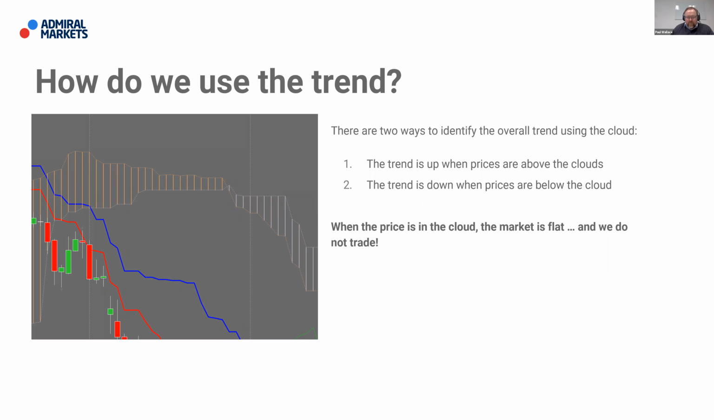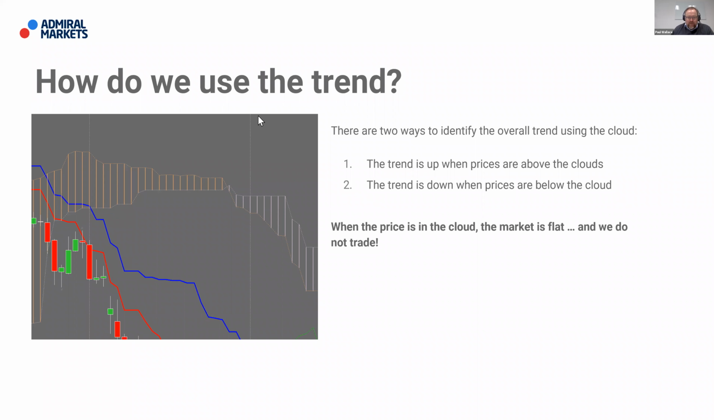So, very simply, as I said, we're trying to break this down to keep this as simple as possible for new traders. There are two ways to identify the overall trend using the Ichimoku cloud. The trend is up when price is above the cloud. Secondly, the trend is down when price is below the cloud. And most importantly, when the price is inside the cloud, the market is flat and we do not trade.